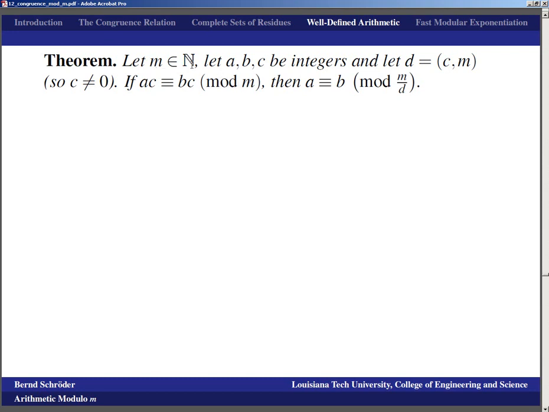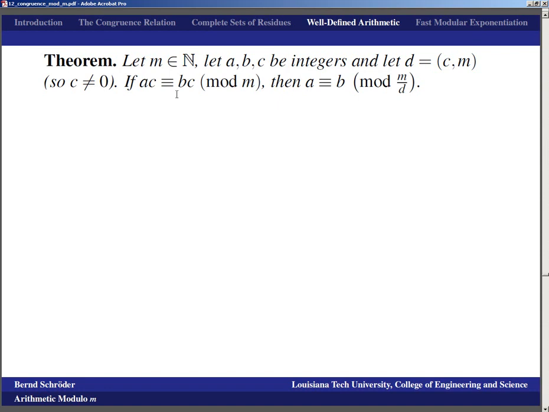So let m be our modulus. As always, we take three integers a, b, and c. We let d be the greatest common divisor of c and m, which in particular means that we're assuming that c is not equal to 0. And we assume that ac is equal to bc. And of course, the thing that we really want to do is conclude that a is equal to b. In integers, we don't formally divide, but there's a cancellation law that we can use, or we would simply briefly embed the integers into the real numbers.